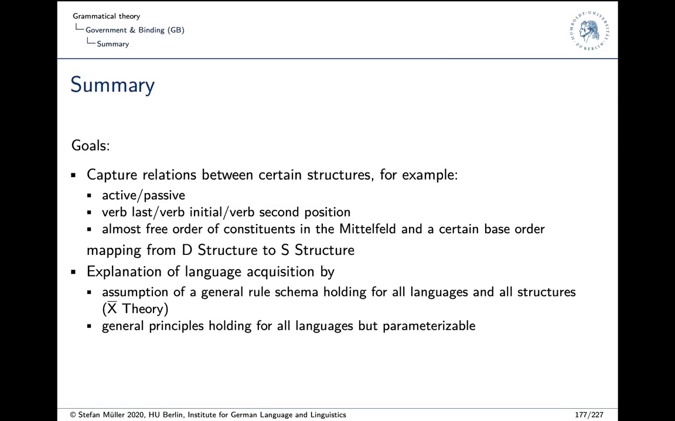One major topic is the explanation of language acquisition. In the GB era, it was assumed that there's a general rule schema holding for all languages and all structures, the X-bar theory, and that there are general principles holding for all languages, paired with parameters that can be chosen for a specific language. That model of language acquisition basically didn't turn out to be a huge success. Nowadays, more and more people give it up, but it was very fruitful for doing typological research, and a lot of progress was made with respect to data, to classifying languages, and to a deeper understanding.